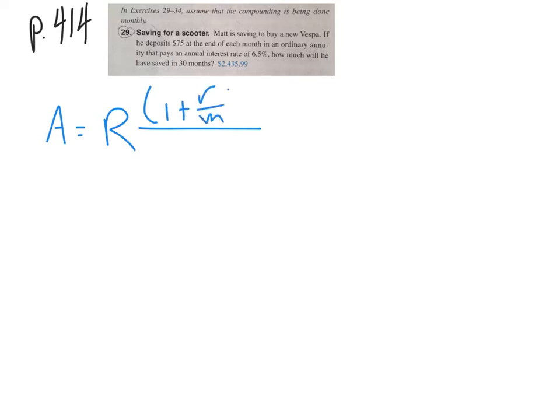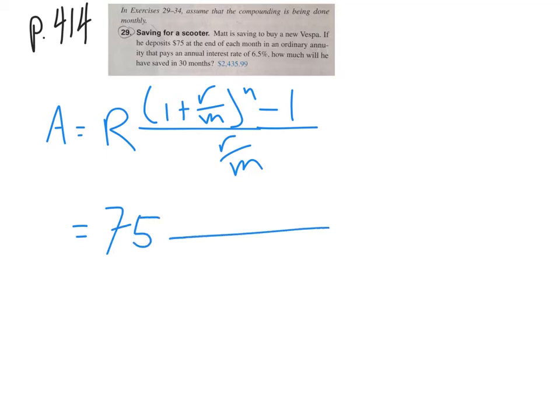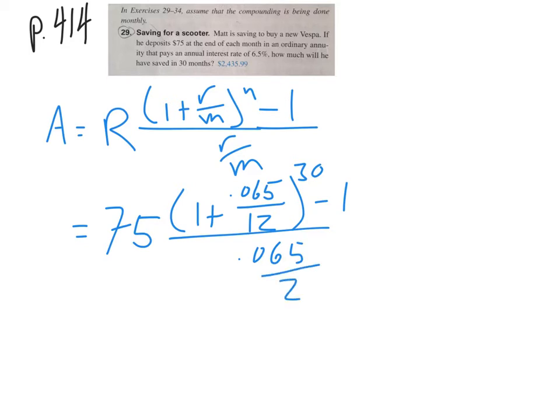Don't forget the -1 here on the top. A lot of people forget that. And we're going to plug in each piece we have. R is the monthly payment, which is 75. Little r is 6.5%, so that's going to be 0.065 as a decimal, divided by 12 because we are compounding monthly. N is the number of monthly payments, or the number of months. They're telling us it's 30 months, so it's just going to be 30. And then -1. And then another 0.065 over 12 in the denominator.